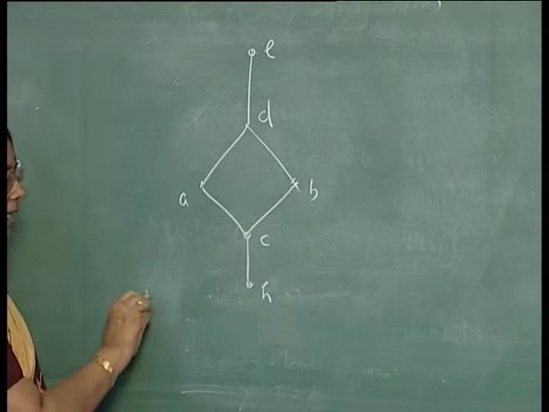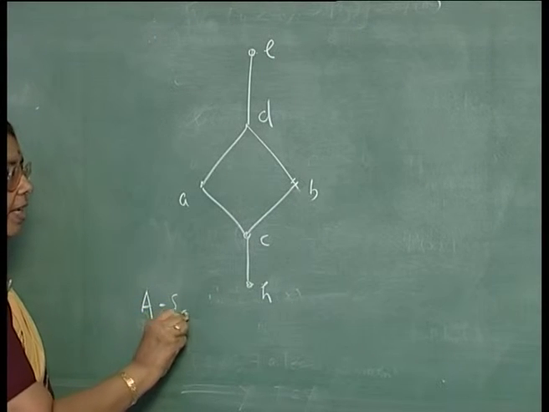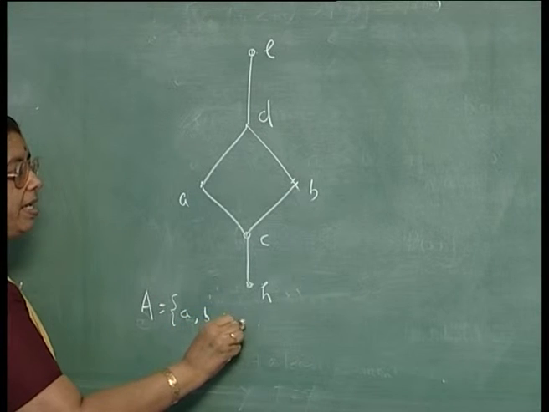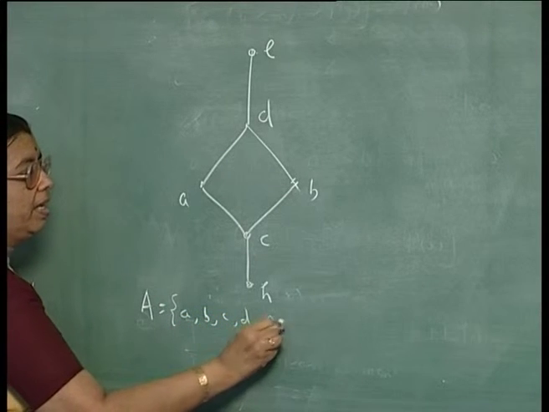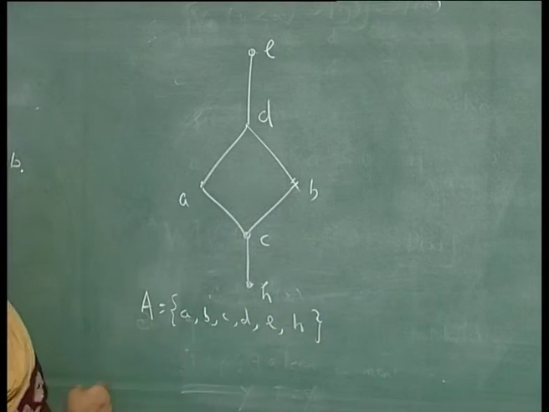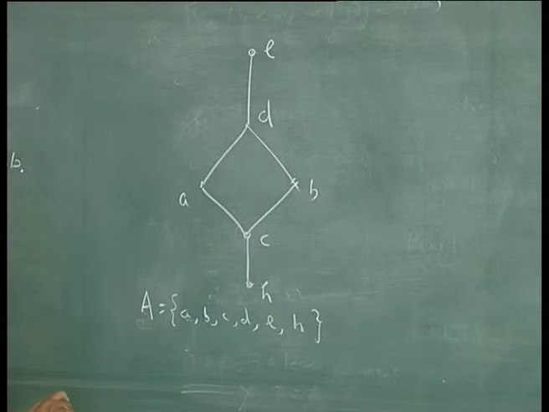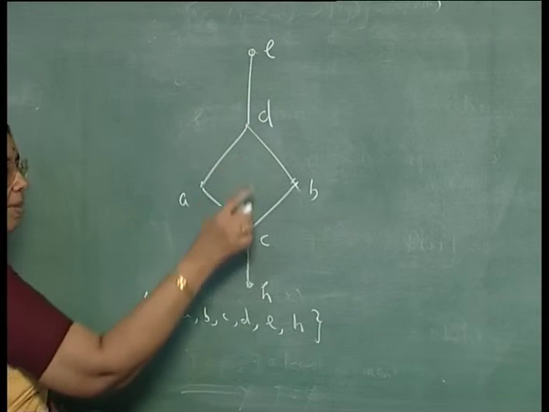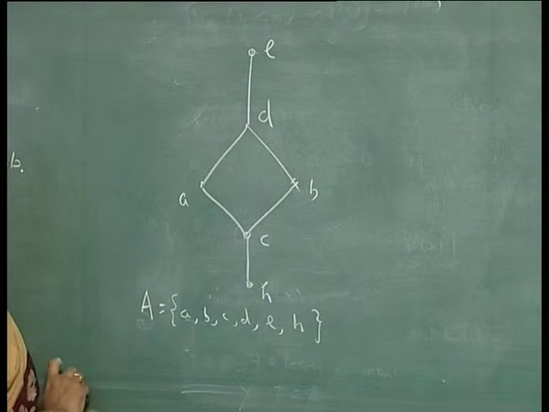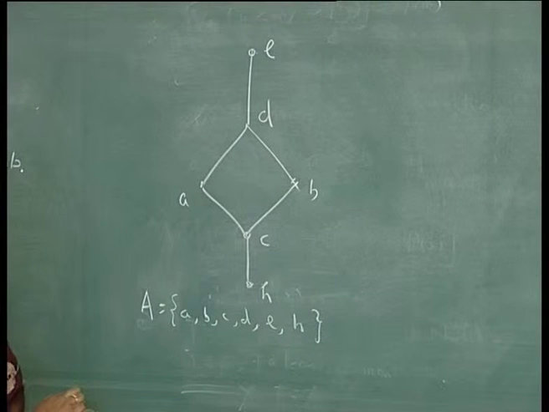This is the set A consisting of A, B, C, D, E, H. Now consider what are the maximal elements here. Here E is the maximal element and H is the minimal element. A minimal element you can define in a similar manner. How will you define a minimal element?